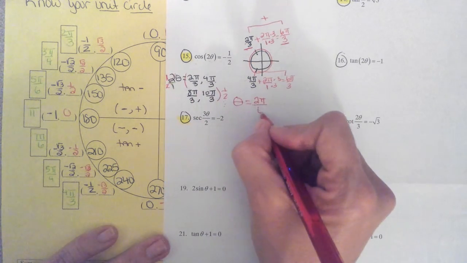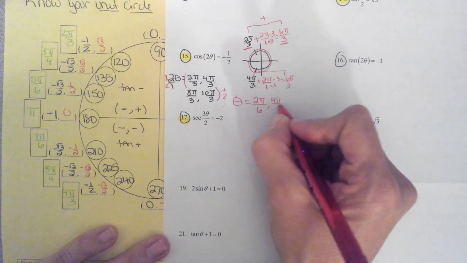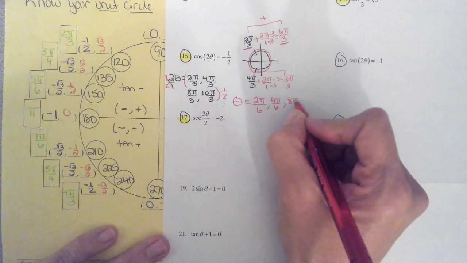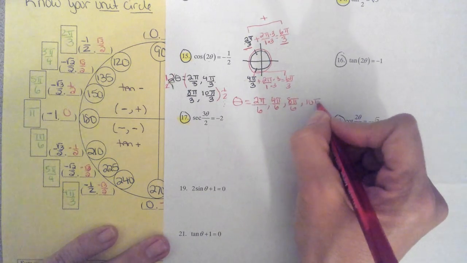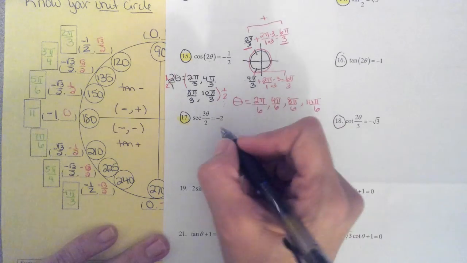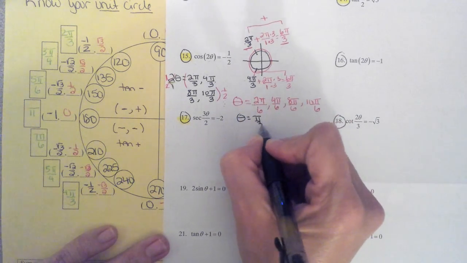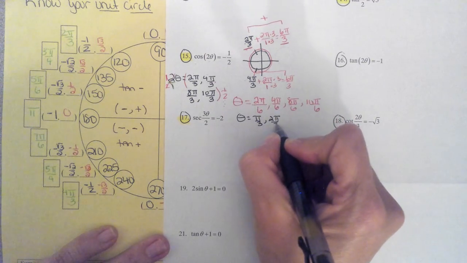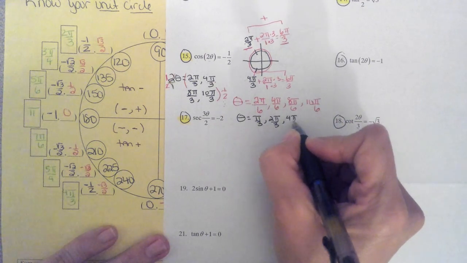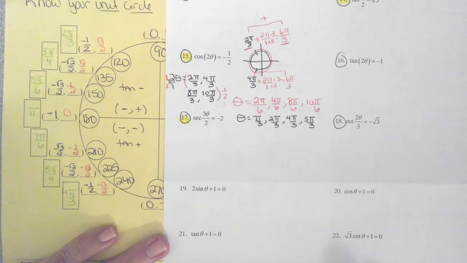So 2 times 3 is 6. So my first one is going to be 2 pi over 6. And then I'm going to have 4 pi over 6, 8 pi over 6, and 10 pi over 6. Your last step after multiplying by the reciprocal is to reduce anything that can be reduced. And this one can be reduced. So this is going to reduce to pi over 3, 2 pi over 3, 4 pi over 3, and 5 pi over 3. And that's how you do number 15.